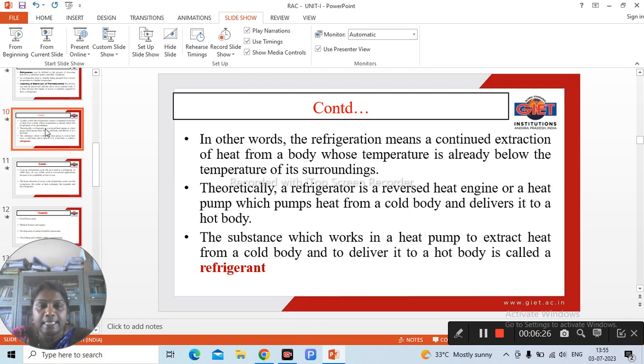So, a refrigerator works on the basis of the reversed heat engine. For heat engines, we calculate the efficiency, which is output by input. In the refrigerator system, we calculate the coefficient of performance of the refrigerator. The coefficient of performance is the reciprocal of the engine efficiency.